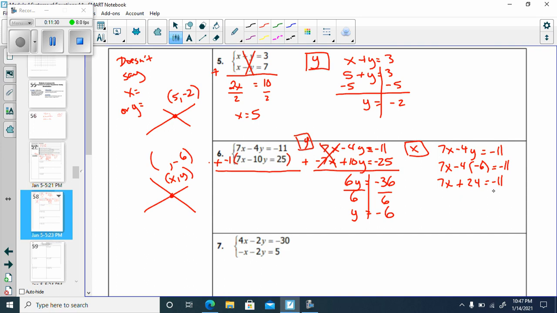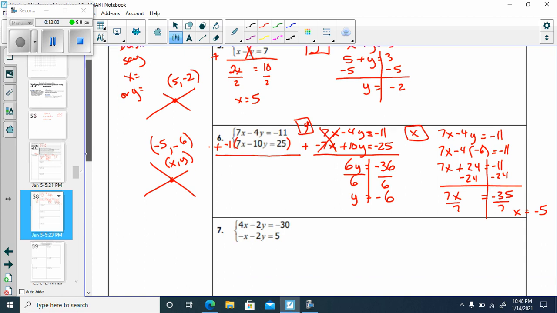Equals negative 11. We're solving for our x. We'd subtract 24 from each side. Our 7x then would be negative 35. Divide both sides by 7. And x is equal to negative 5. Okay? Our solution would be negative 5, negative 6.